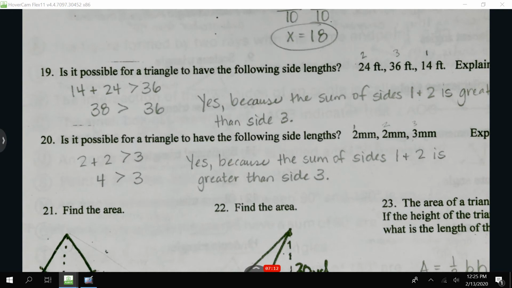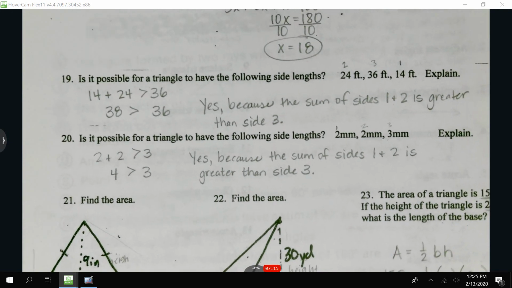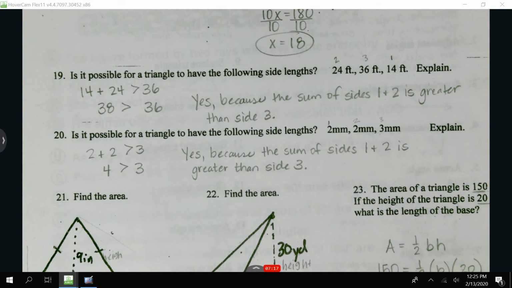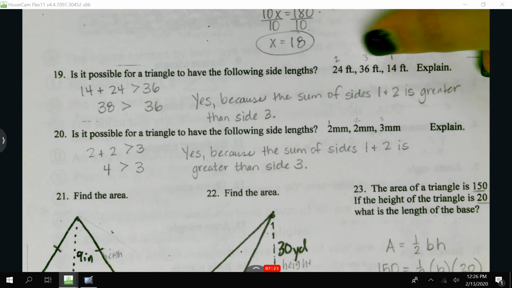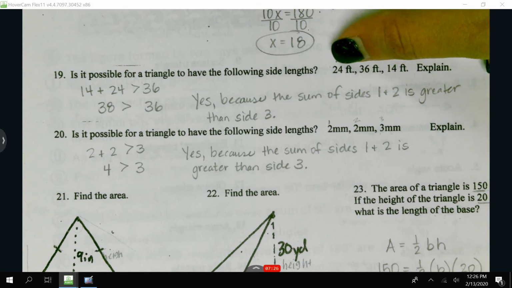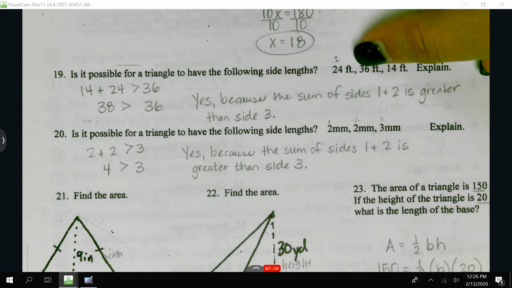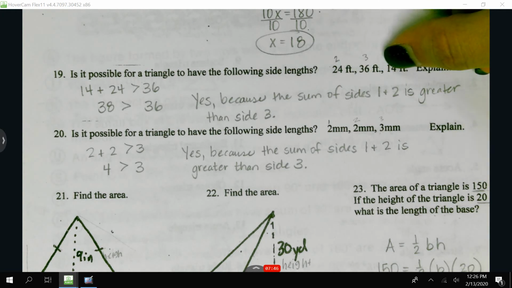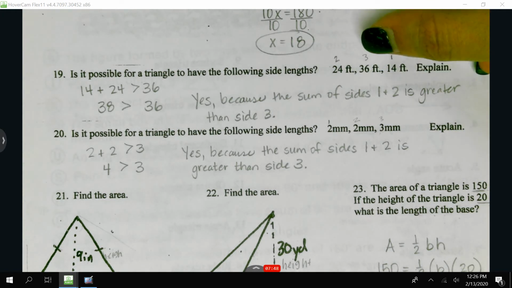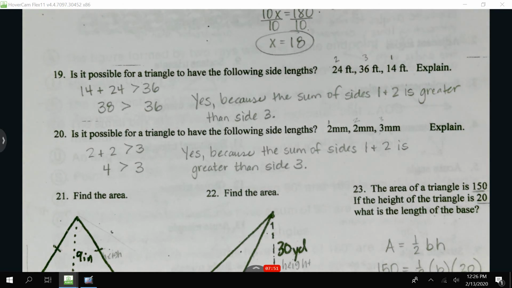19 and 20 is what you learned yesterday. So remember, you have to add the 2 smaller side lengths of a triangle, and the sum has to be greater than the longest side. So in this case, my 2 smaller sides are 14 and 24. So when I add those 2 together, I get 38. Which is larger than 36, so it can be a triangle. If it was less than the largest side, could it be a triangle? No, it has to be greater than. Can it be equal to? Like if 24 plus 14 was 36, could it be equal to 36? No, it can't. It has to be greater than the third side.